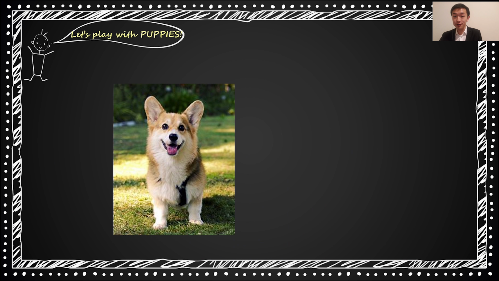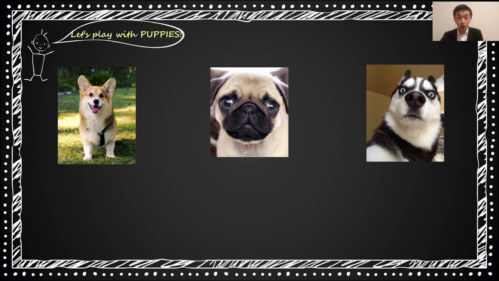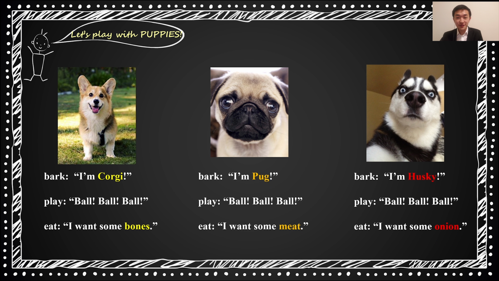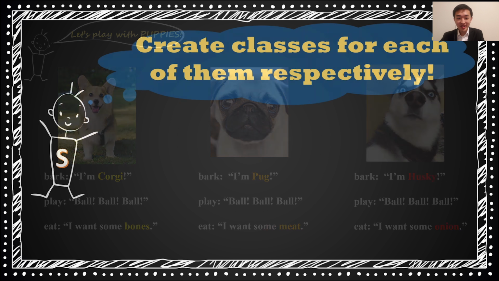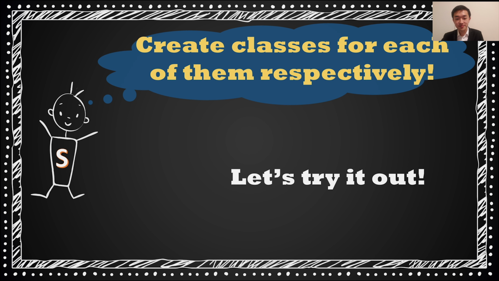Let's play with something cute, puppies. Imagine we have 3 puppies, a corgi, a pug, and a husky. They do share a lot of things in common, they all have size, weight, color, but they do have things different. For example, when they bark, what they want to eat. Well, in that case, what should we do? Well, Mr. S says, what about we create some classes for each of them, respectively? Well, let's try it out.